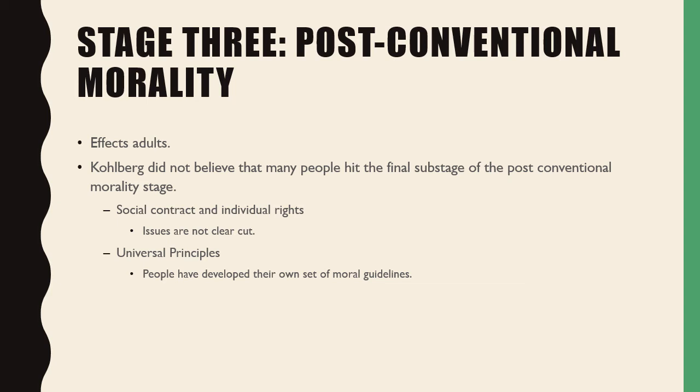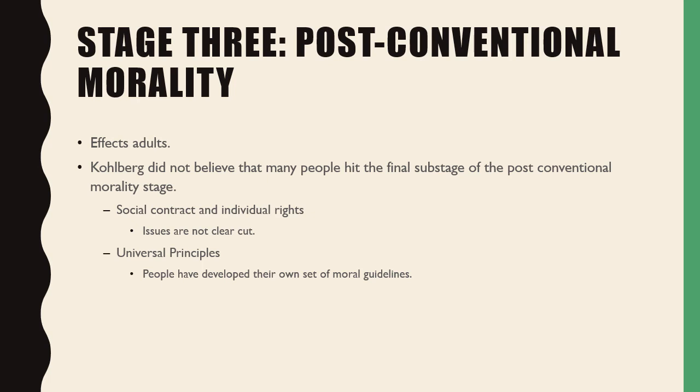For example, if we use the Heinz dilemma, is it morally right to steal medicine for Heinz's wife, even though the chemist created it and deserves to be paid for it? On the other side, is it okay for the chemist to hold on to the medicine and therefore Heinz's wife dies? In this substage, issues become murky and they have to have specific reasoning and specific guides in order to get to this point.